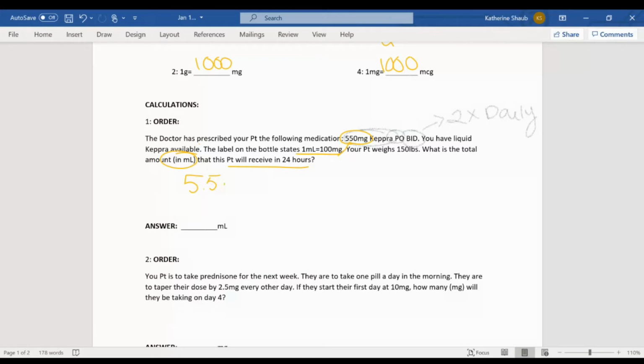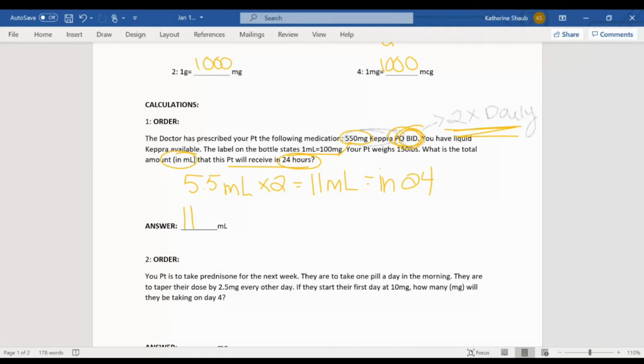So that's 5.5 milliliters. But this is a BID, and it is asking you the amount they will receive in 24 hours. So you need to times this by 2 because it's a 2 times a day medication. So you are left with 11 milliliters in 24 hours. So your answer is 11 milliliters.